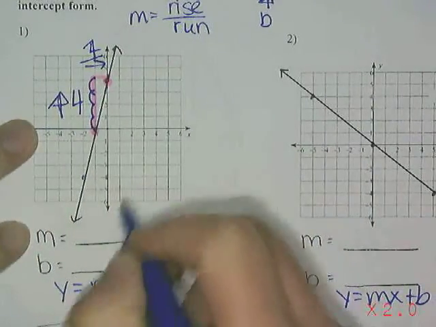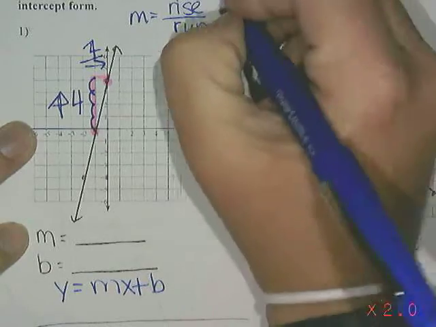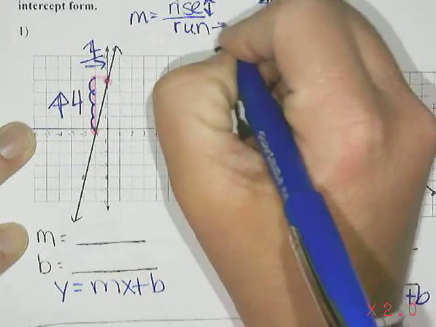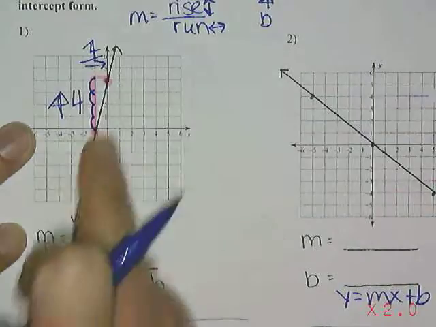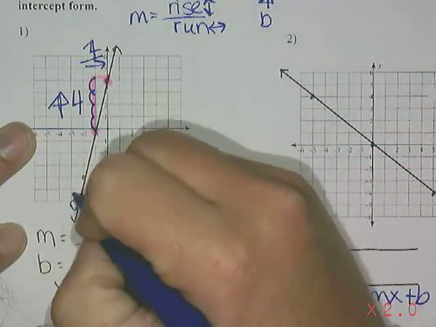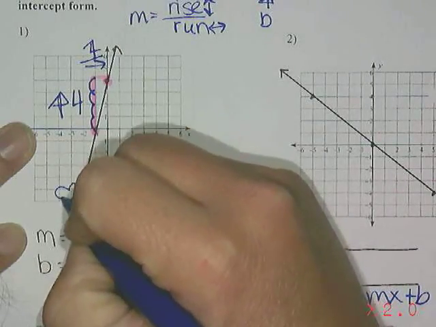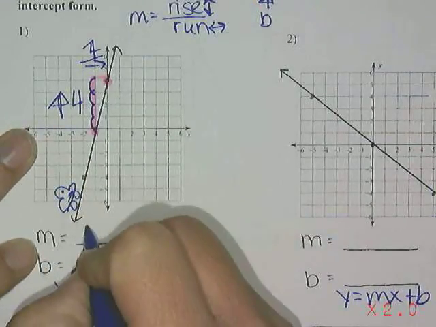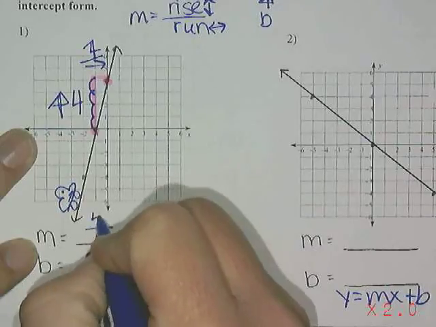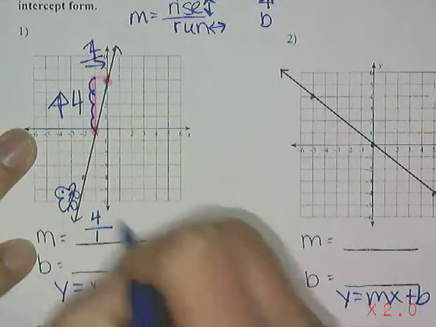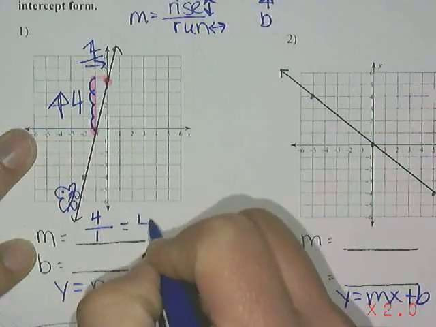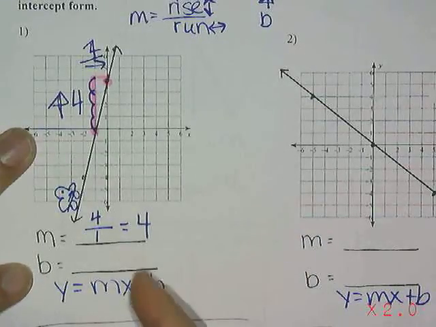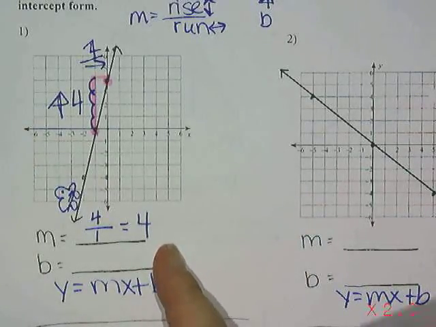So my slope, remember, is rise over run. Rise goes up and down, run goes left and right. This is a positive slope because it is going uphill, and here's my little car to show you that we are going uphill. So my slope is going to be 4 over 1. That does reduce to the whole number of 4. 4 divided by 1 is 4.